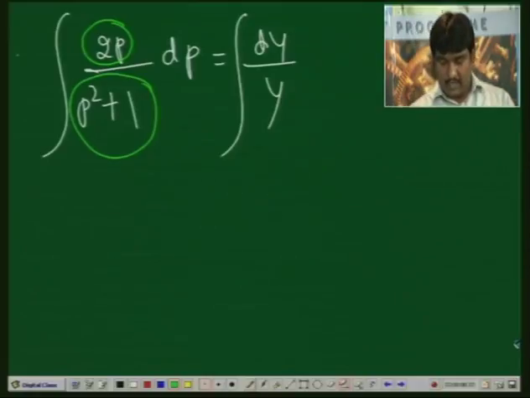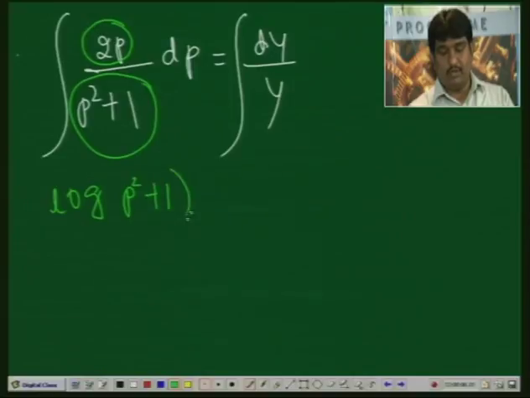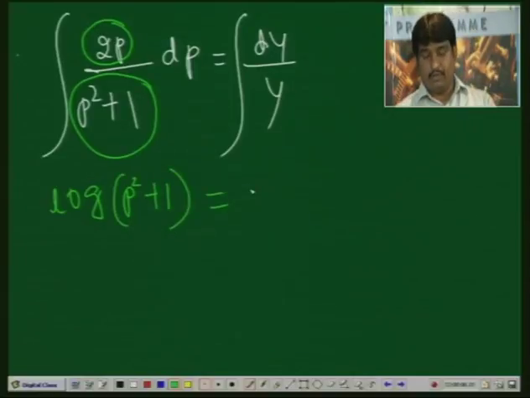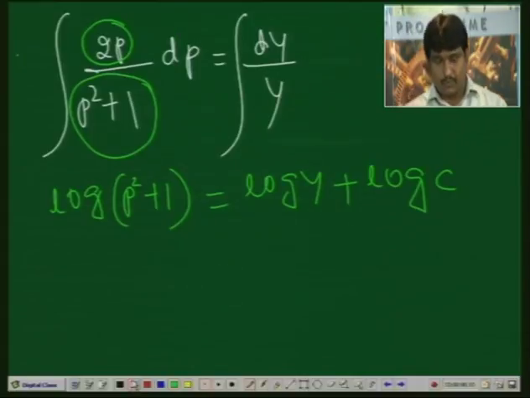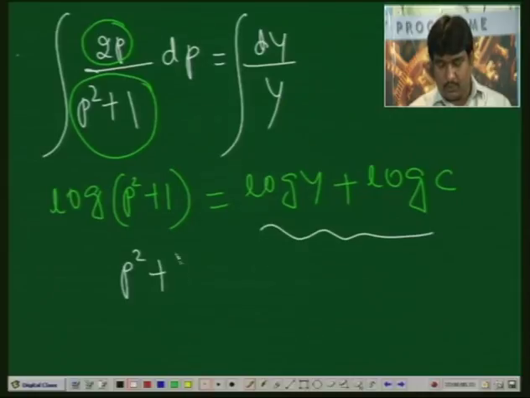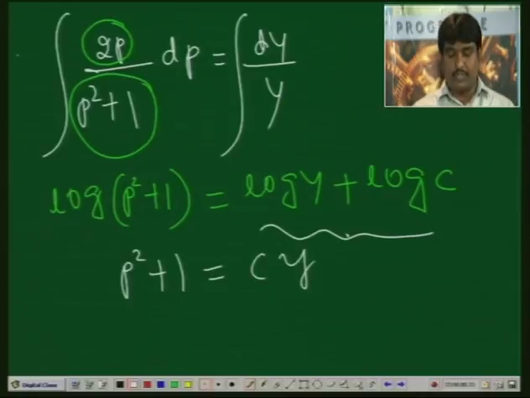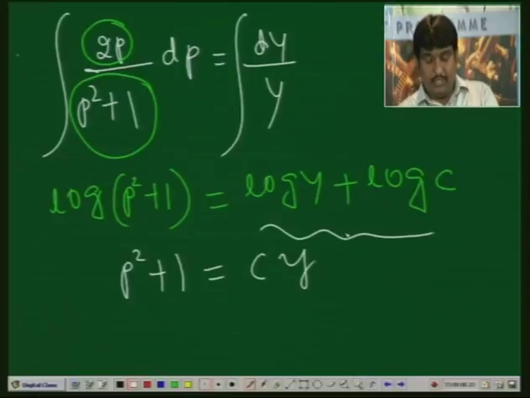You can write this as log of p square plus 1 equals to integration of 1 by y is log y plus some arbitrary constant, I'll write that in terms of log c. So this implies you can write this log y plus log c as log cy, which makes p square plus 1 equals to cy. Therefore, p square is cy minus 1.